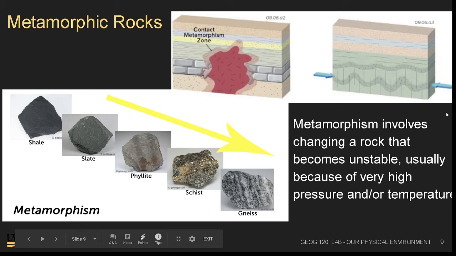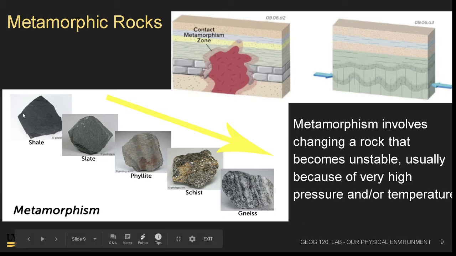Okay, now we're at our third main category of rocks, the most complicated, I would say, metamorphic rocks. Like the name implies, metamorphosize, or to change. These rocks started out as igneous, sedimentary, or even another metamorphic rock, and then metamorphosize and become a new kind of rock.